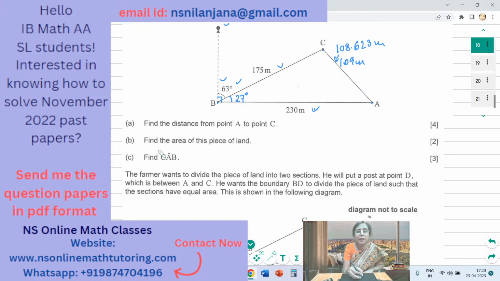Now we come to part B, find the area of this piece of land. Let me write the answer to this part over here directly. I'm using the trigonometric formula for the area of a triangle. It is half times 230 times 175 times sine 27 degrees.